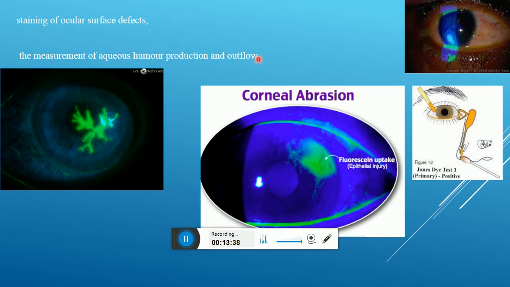Other important applications include the staining of ocular surface defects. Here you can see a dendritic ulcer, viral keratitis, anterior segment angiography, the measurement of aqueous humor production and outflow, and in light microscopy, the localization of tissue constituents using fluorescein bound to specific immunoglobulins.